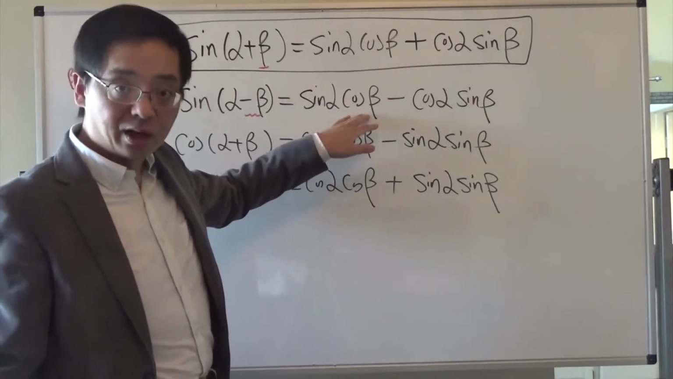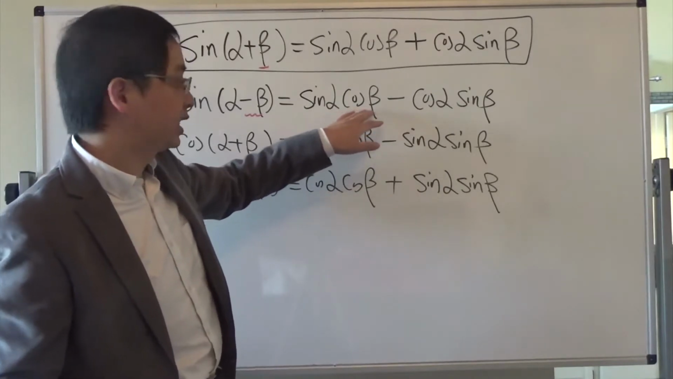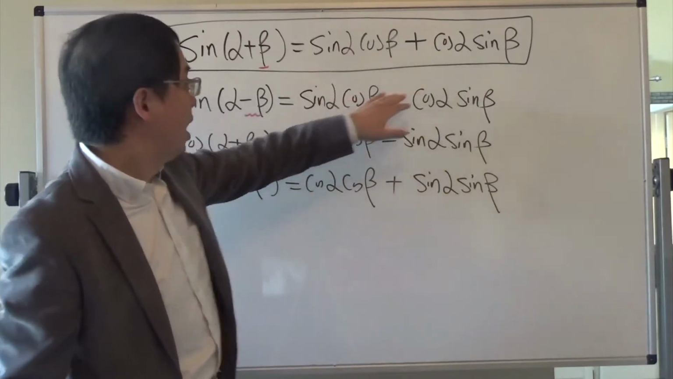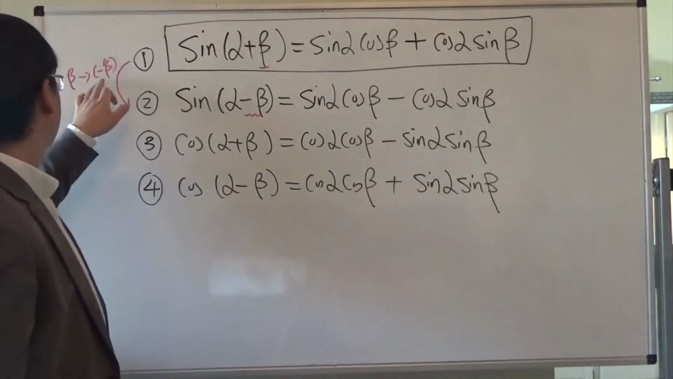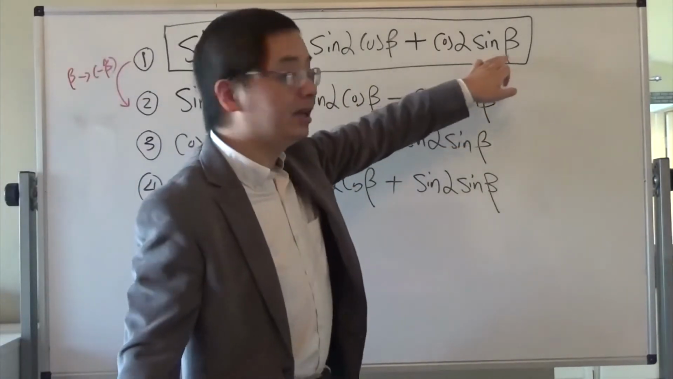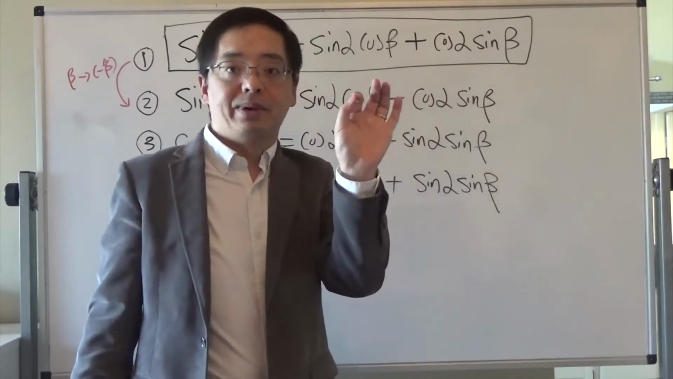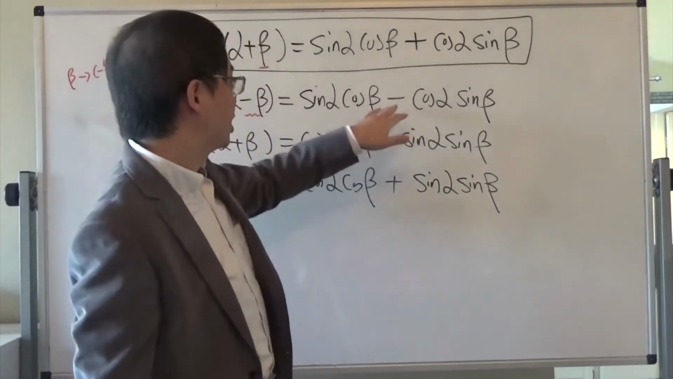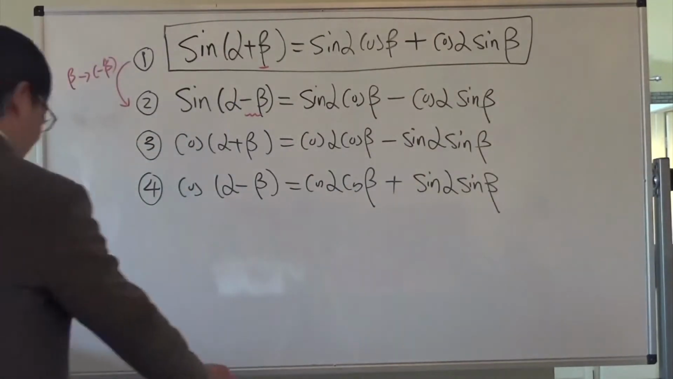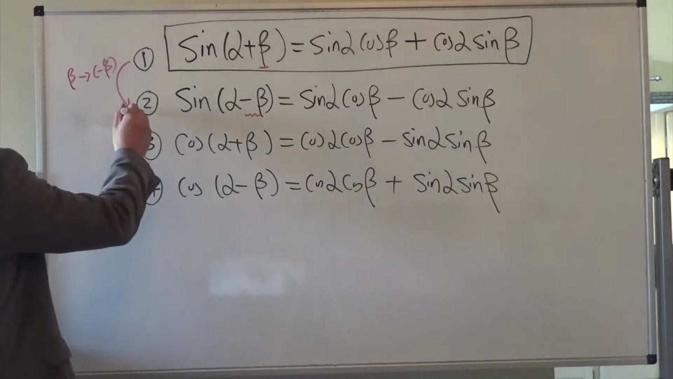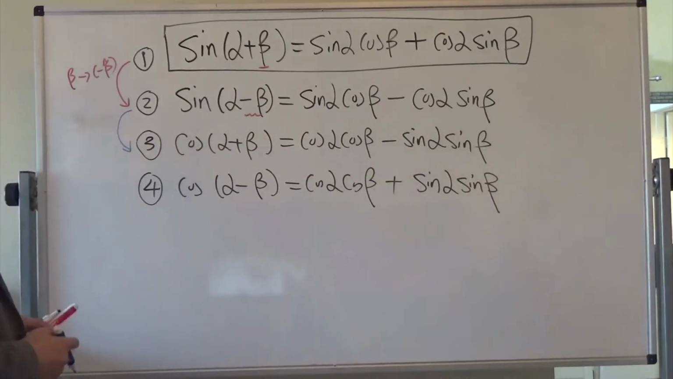Cosine is an even function, so cosine negative beta is the same as cosine beta, so it does not change. But here, if I change beta to negative beta, then sine negative beta is negative sine beta, because sine is an odd function. That's why here we have negative sine. Now let's see how we can go from 2 to 3.